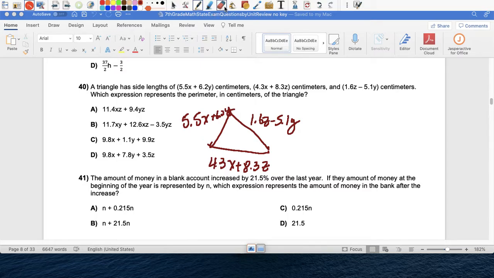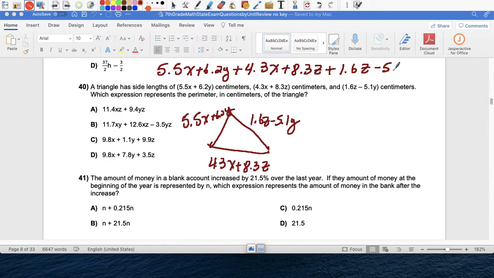So let's add it up. I'm going to do it on top here. Because it's addition, I'm going to remove all the parentheses. Remember, if you're adding, you won't change the signs of the terms inside of the parentheses, so it's okay to just write it like this. 8.3z plus 1.6z minus 5.1y.